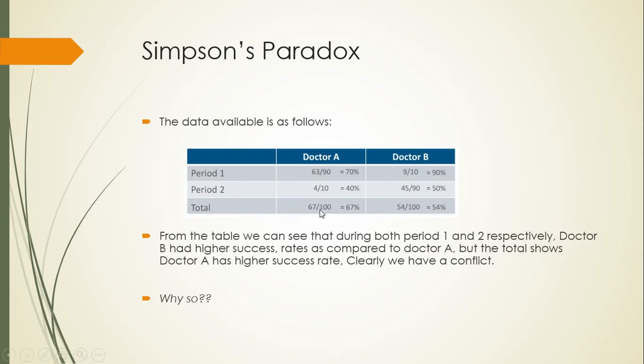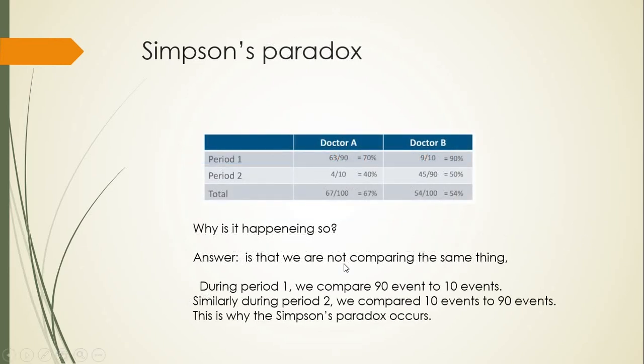So what we do is the following. From the table we can see that during both period 1 and period 2 respectively, Dr. B had a higher success rate as compared to Dr. A, as I said, but the total shows that Dr. A has a higher success rate. Clearly we have a conflict. So why does such a case come? We'll see next. So why is it happening?